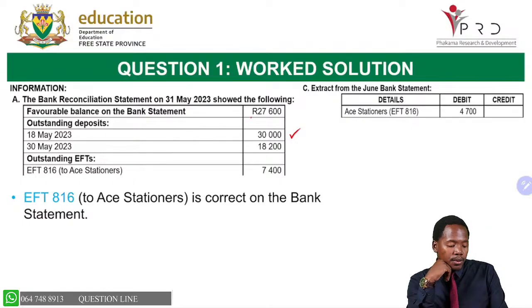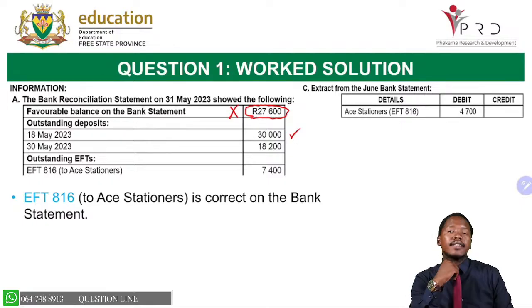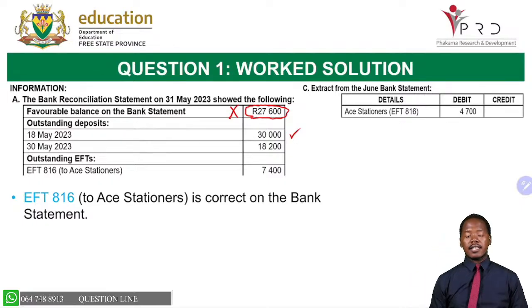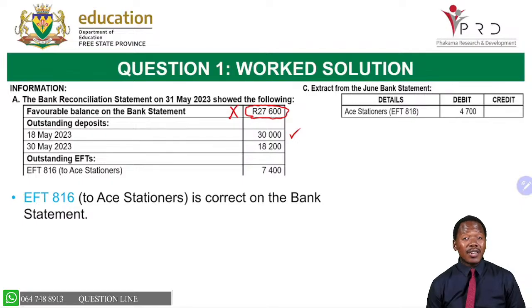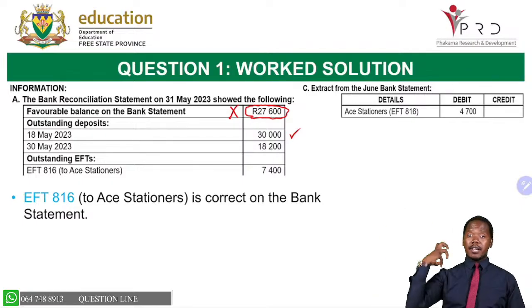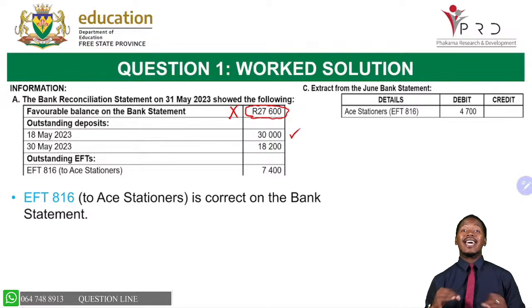Remember what I said to you earlier on? I said, what do we do with the 27,600? This we don't record anywhere, because it is a figure from the previous bank statement. It has expired. We don't use it anyway. Okay? Now, let us look at our information.